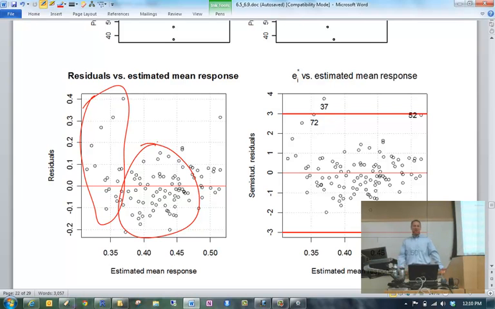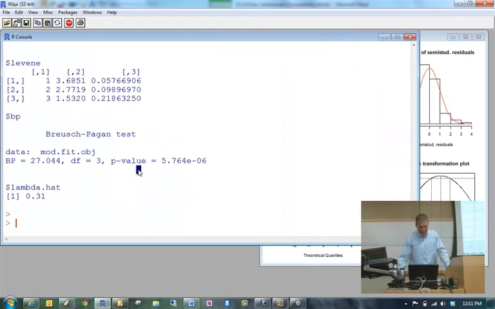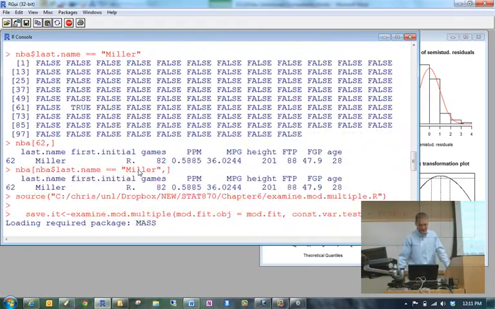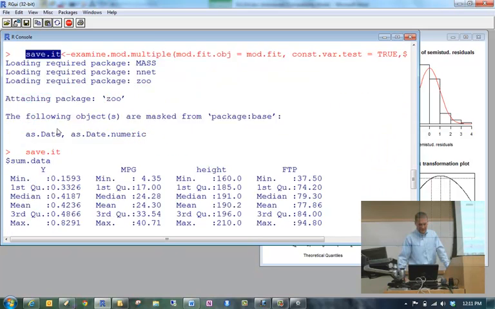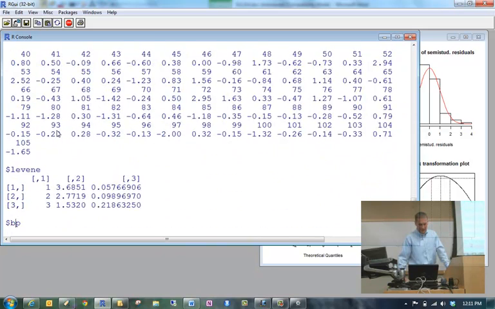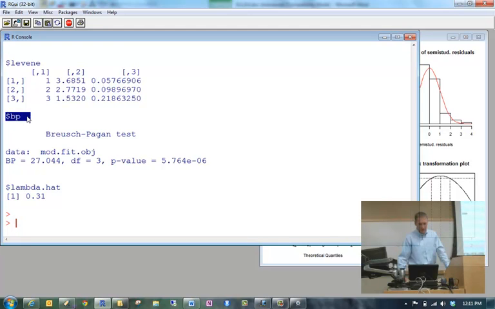The reason why I'm doing that is because, let's take a look at some of the output that we get that's inside save.it. Let's look at the BP test. What's the BP test telling us? Do we have problems with non-constant error variance? Yeah, small p-value.